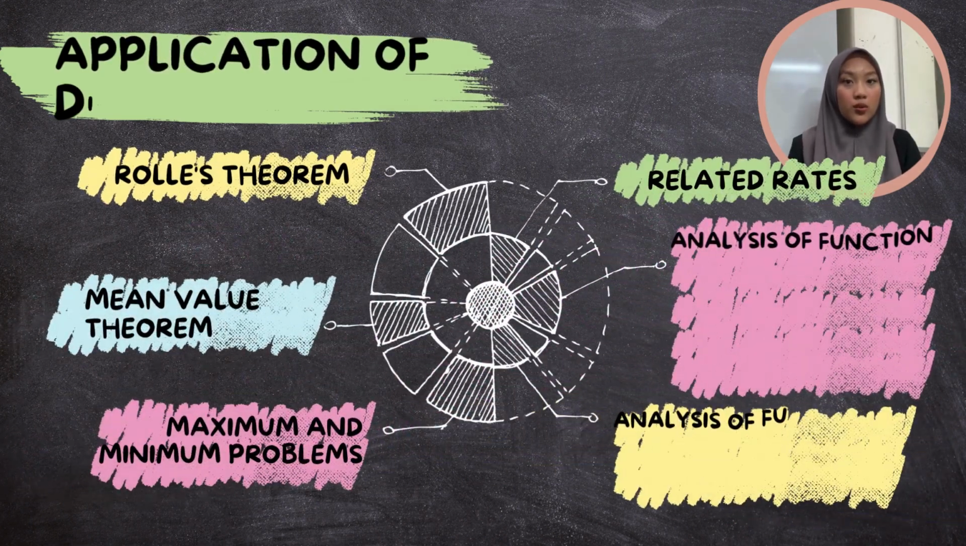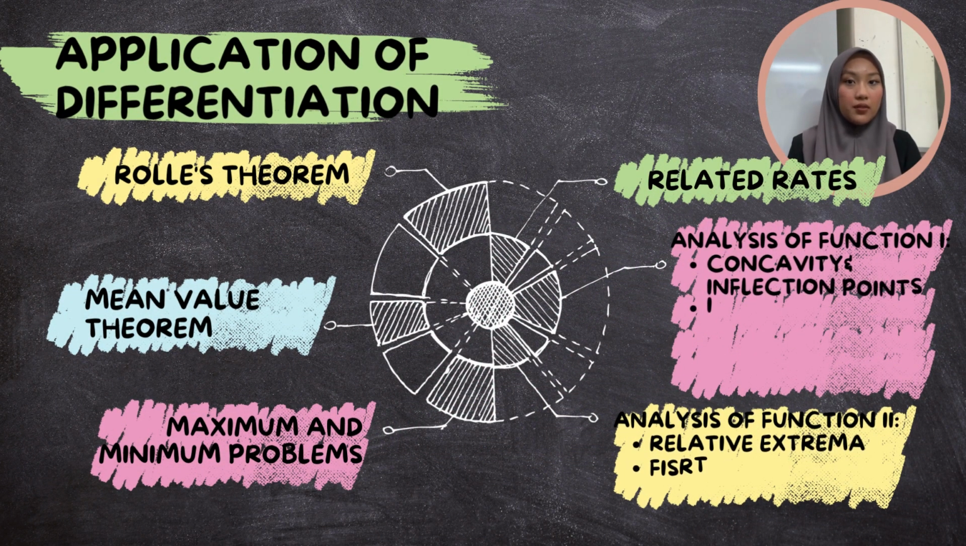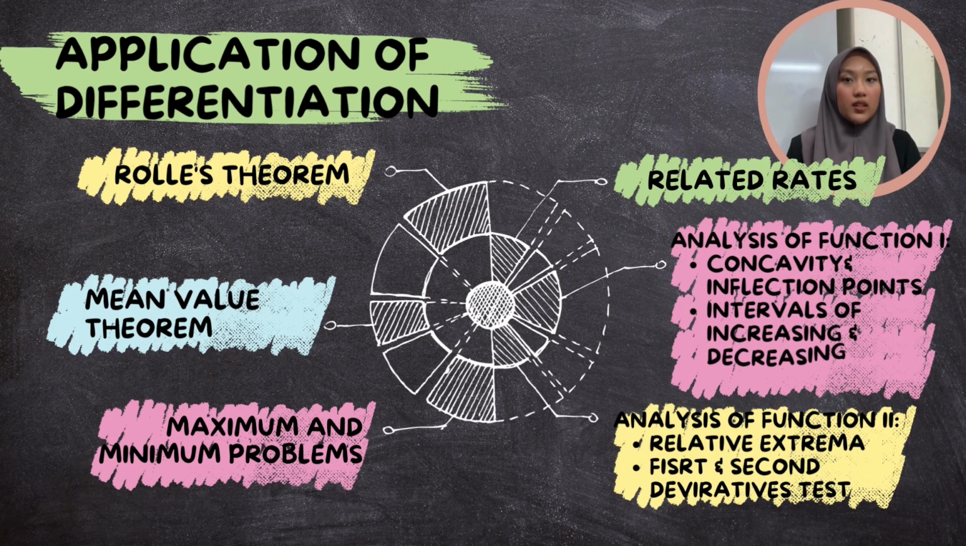So, as we all know, differentiation can be applied in our daily life. There are 6 ways of how we can apply it. The first one is Rolle's theorem. Second, mean value theorem. Next, it can also be used to solve problems of maximum and minimum value. Besides that, related rates can also be found using this differentiation. Moreover, it can analyze the first function, which is concavity, and inflection points, and also intervals of increasing and decreasing function. Last but not least, it also analyzes the second function, which is relative extreme of first and second derivative test.